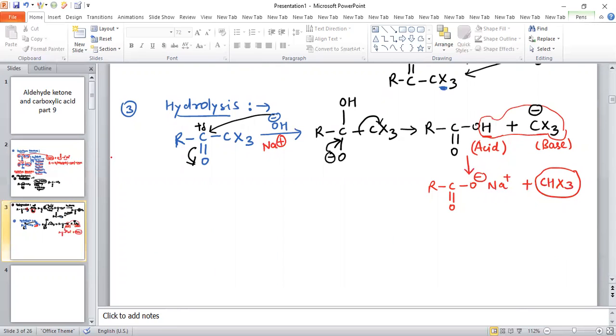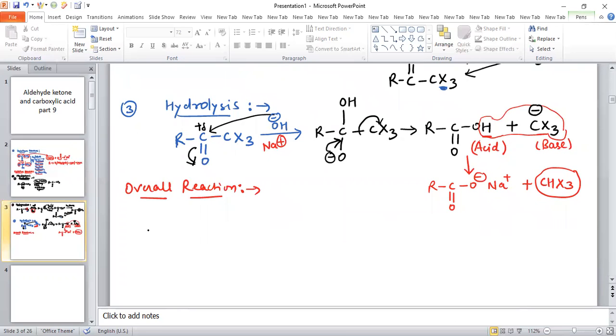So the overall reaction is basically if we have a compound. Now I am going to discuss the overall reaction. What is basically the overall reaction in this case? You can easily see what happens there.